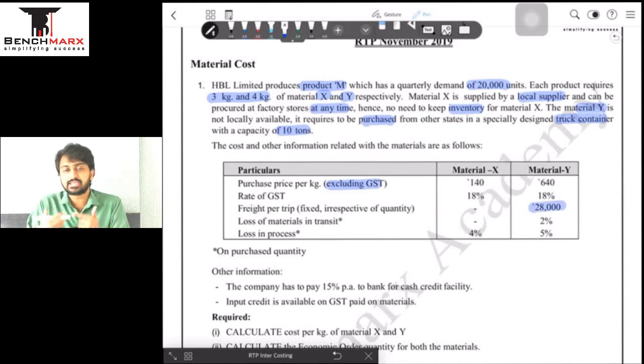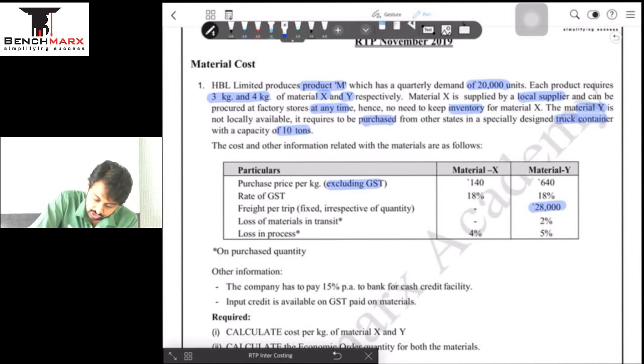It's only Y, which I have to order from the state, and its capacity, I think, was 10 tons. No matter how many tons you fill the truck, the cost per trip is 28,000. Theek hai. Loss of materials in transit: nothing for X and 2% for Y, and loss in process is 4% and 5%. As I said, this will be used.